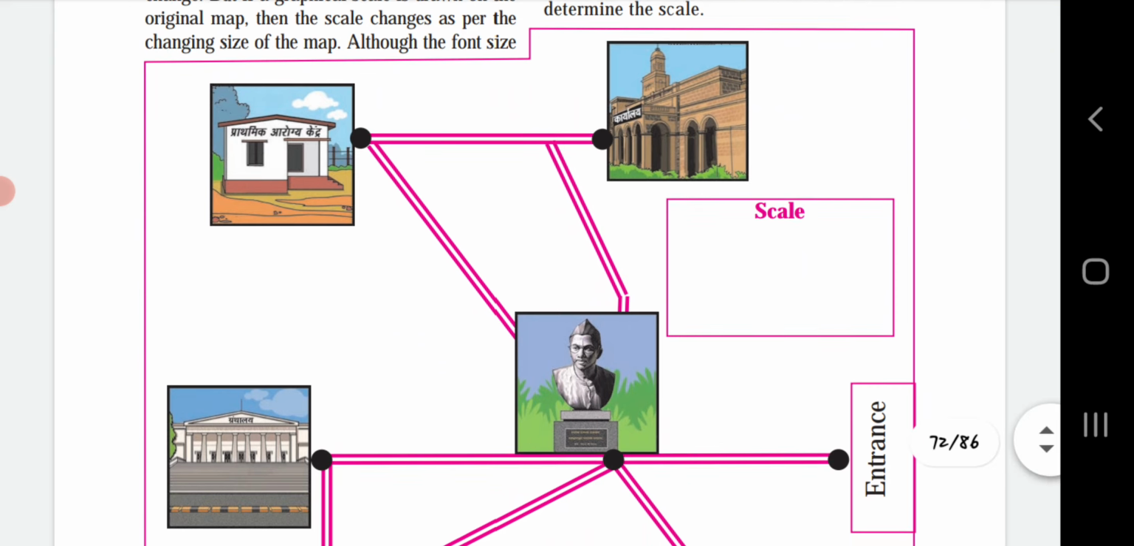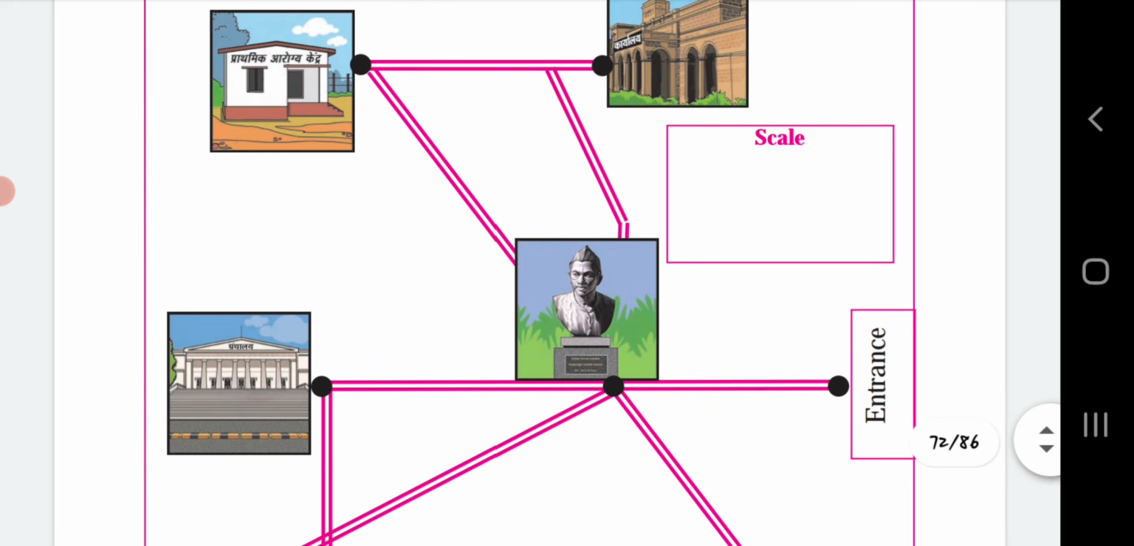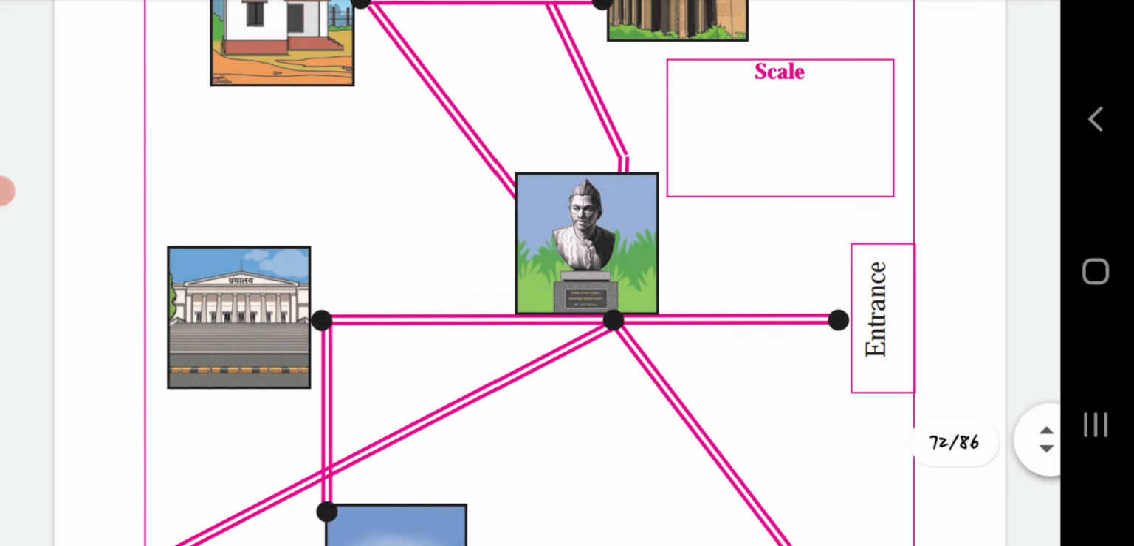If you see the distance between the statue and the entrance gate, it is given as 5 cm. Also, it is given that the distance between the statue and the entrance gate is 0.5 km in real. The scale used for this map is 5 cm equals 0.5 km. So now in the scale space given in the textbook, you have to write down 5 cm equals 0.5 km. That is, 1 cm equals 0.1 km.